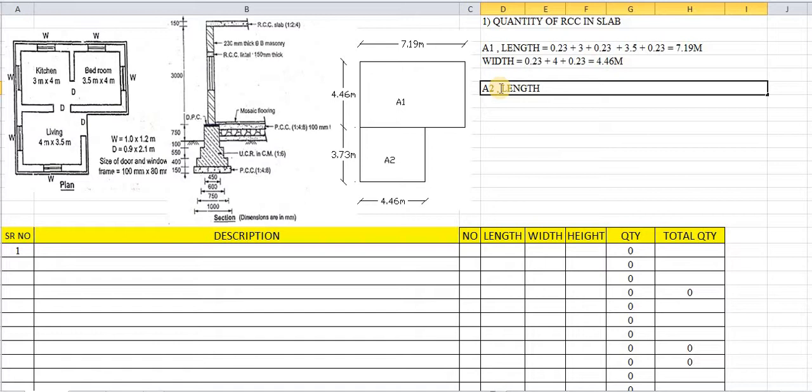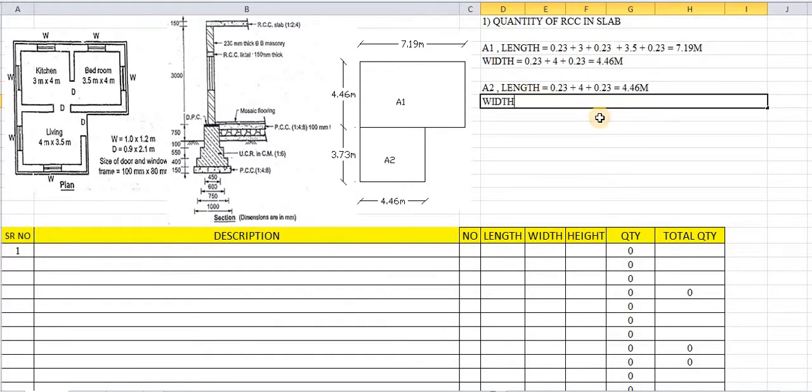We will find out the length in this case. So 0.23 for this end. Again, 4 meters is the width, and again 0.23 because it is having 2 wall thicknesses along the length. For the living room it is having 2 wall thicknesses. So 4 meters plus 0.23 plus 0.23 comes to be 4.46 meters.